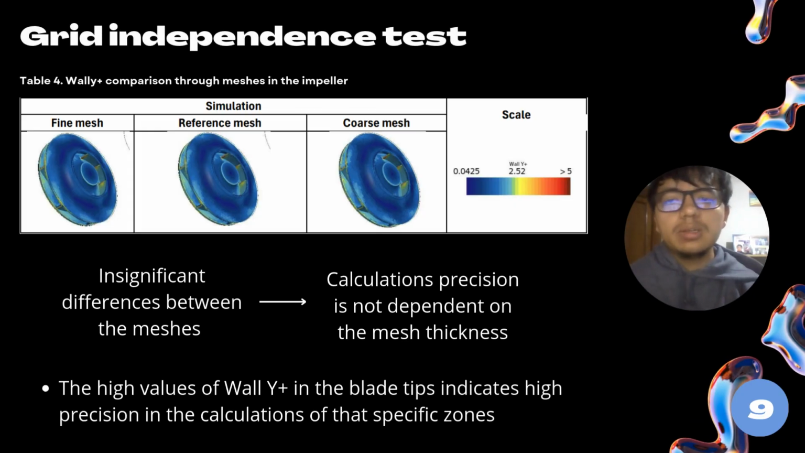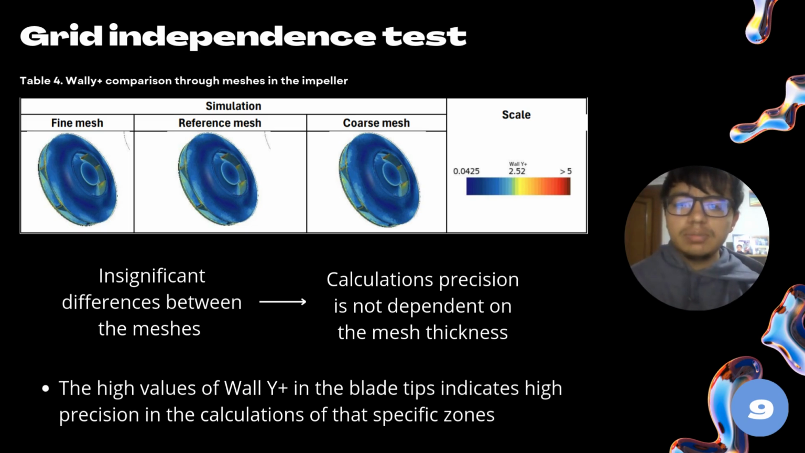And now for the grid independence test. As we can see in the table, we can analyze the comparison between the different types of meshes. We can see that the three meshes have almost the same wall Y plus values. These insignificant differences are a good sign, because it means that the performance of our simulation won't be affected by changes in the mesh generation.